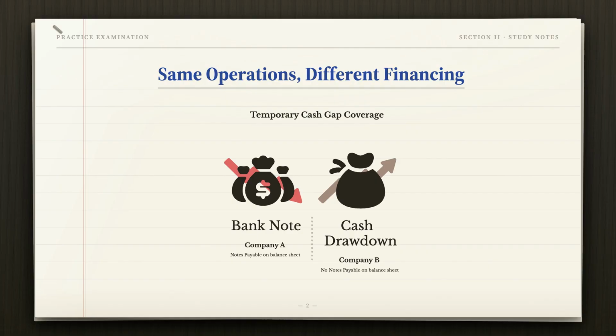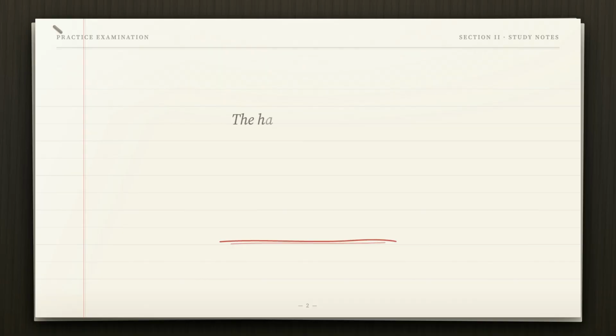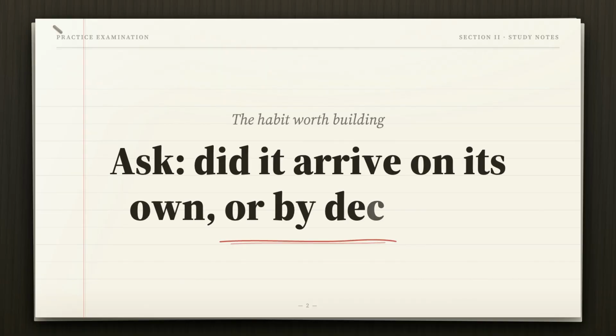One funds a cash gap with a bank note, the other by drawing down its own cash. Their operations are indistinguishable, yet only one shows notes payable, because the difference lives entirely on the financing side. That single question, spontaneous or discretionary, sorts every liability into the part that tracks the business automatically and the part that reflects management's hand on the financing levers.